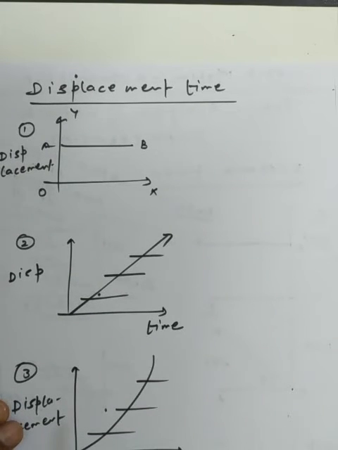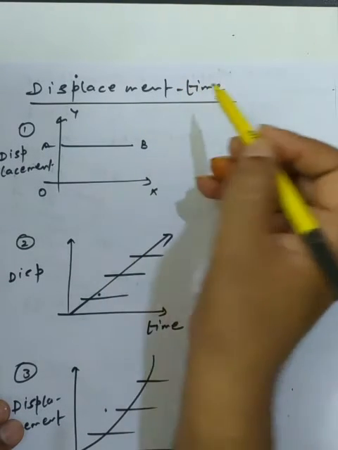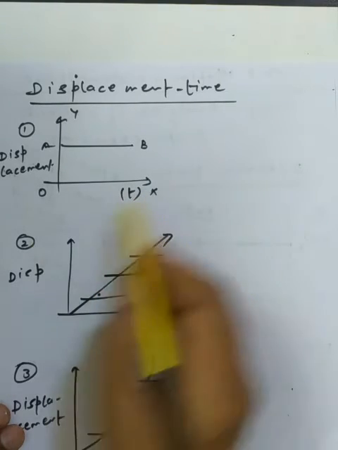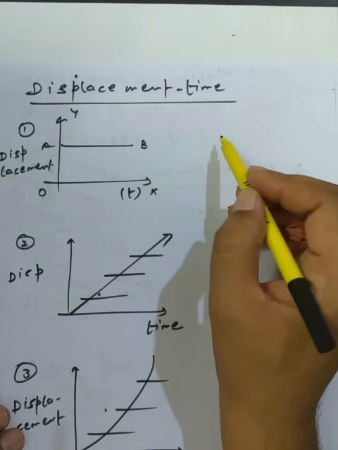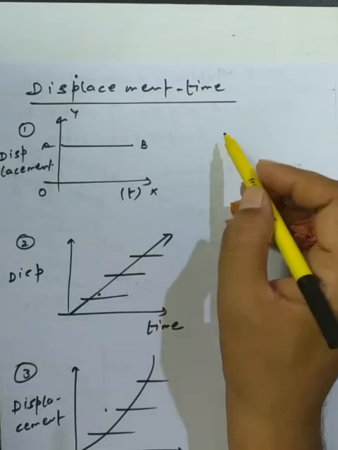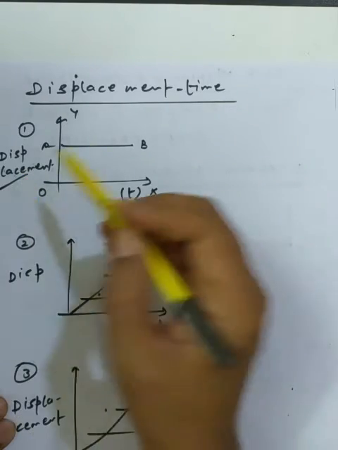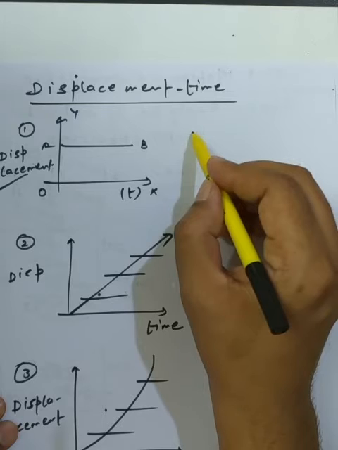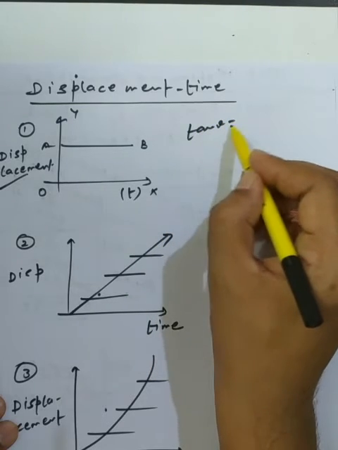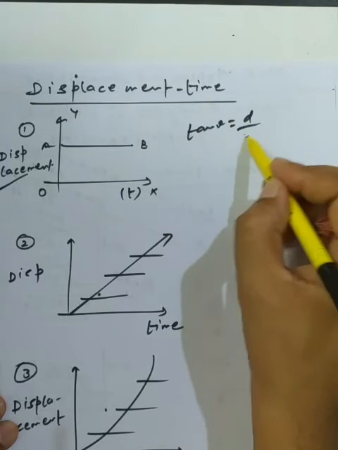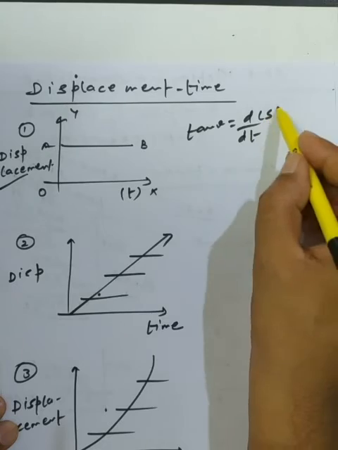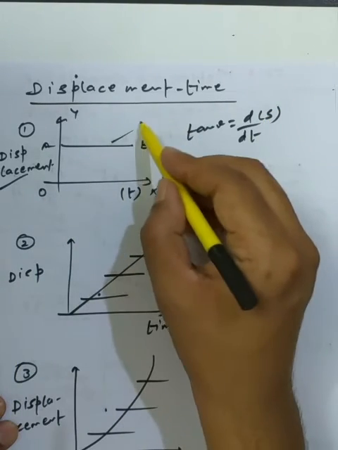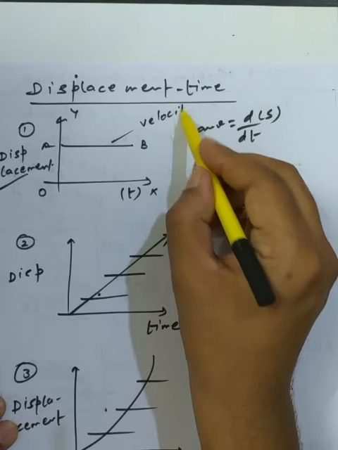Now the next category is the displacement-time graph. How can we say something about the displacement with time? Easily we can say that for the line AB, which is parallel to the time axis, on the y axis we have displacement and on the x axis we have time. The slope of the graph, tan theta, is equal to dy by dt of s, because we know that the displacement-time graph will give the velocity.